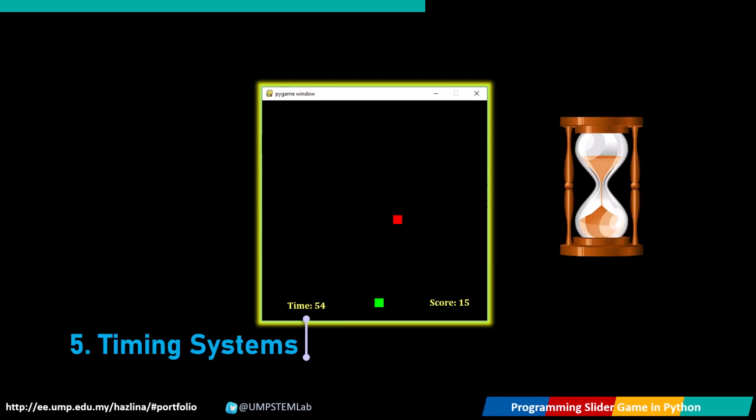The 5th element is the timing system. There is a countdown timer which counts down in 1 second steps from a reset time. The game ends when it reaches 0.